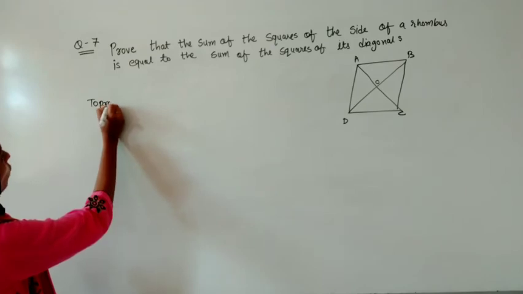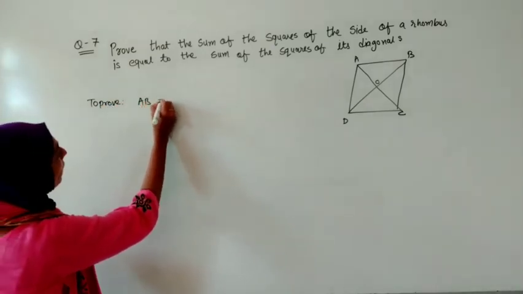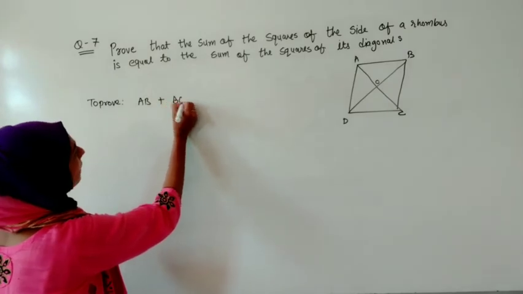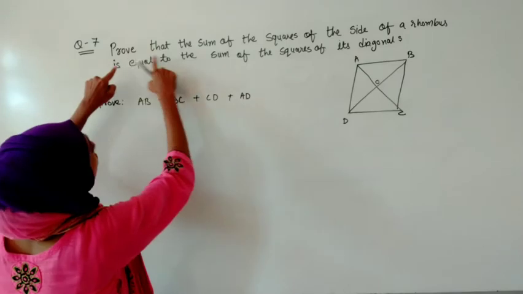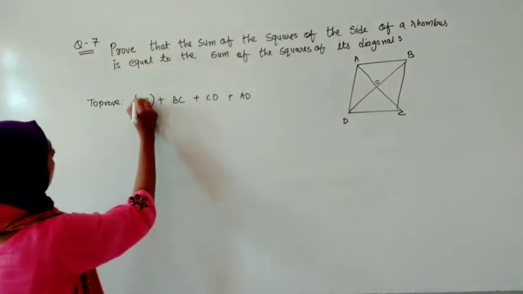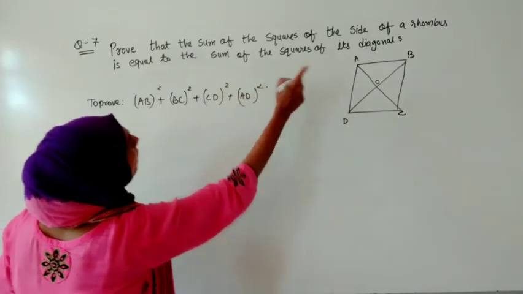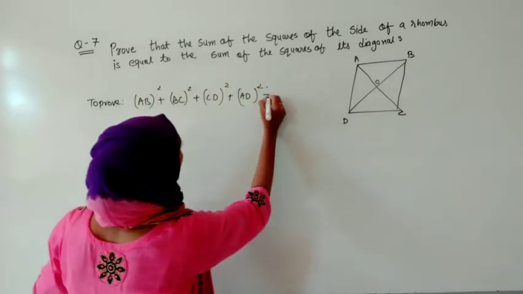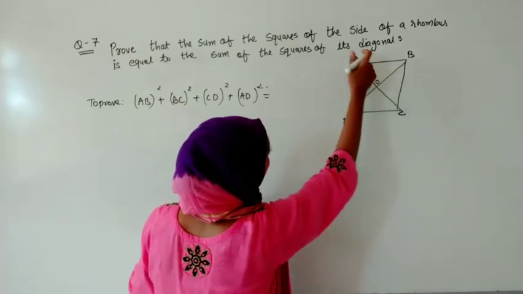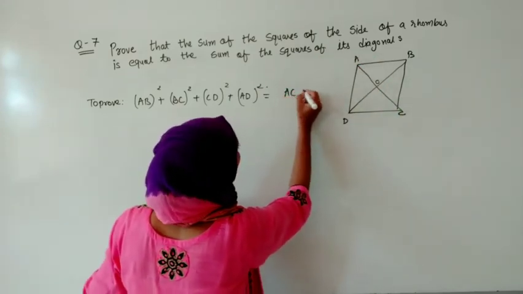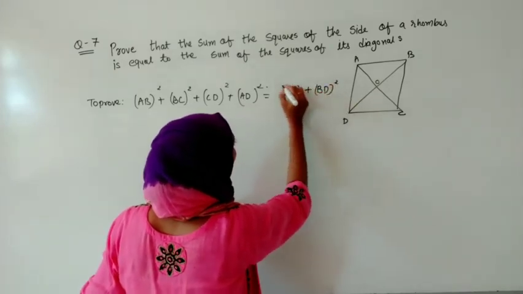So what we have to prove is that if we are taking the sum of all sides, means AB, BC, CD and AD, prove that the sum of the squares of the sides of the rhombus is equal to the sum of the squares of its diagonals. So here are the two diagonals, AC and BD, and we have to add them with squares.